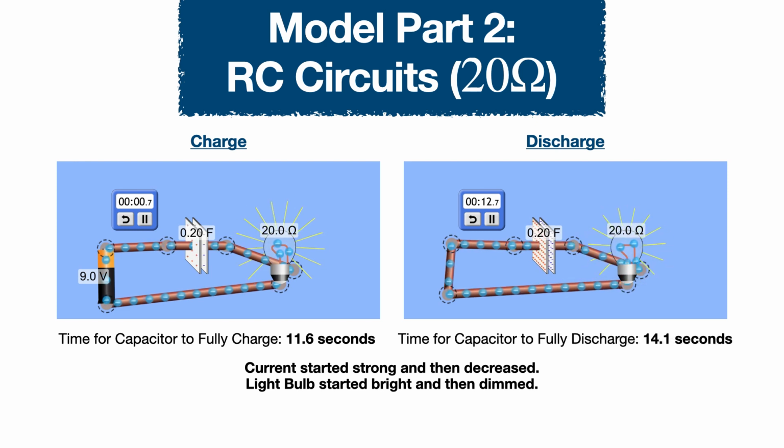Replacing the 10 ohm light bulb with the 20 ohm light bulb, the behavior of both light bulb and current stayed the same, while it took longer to fully charge and discharge, at approximately 11.6 seconds and 14.1 seconds respectively.